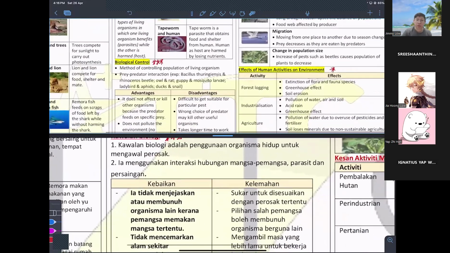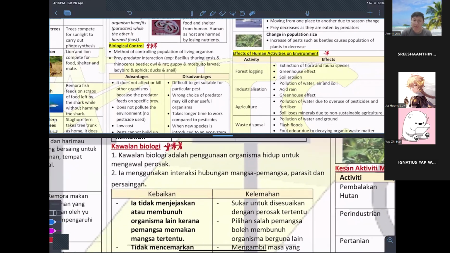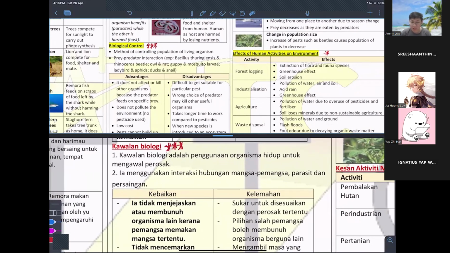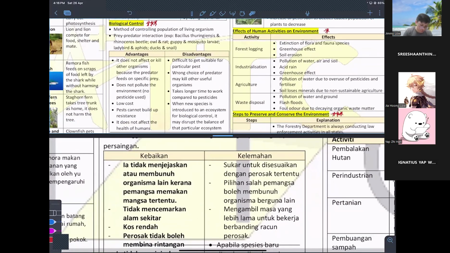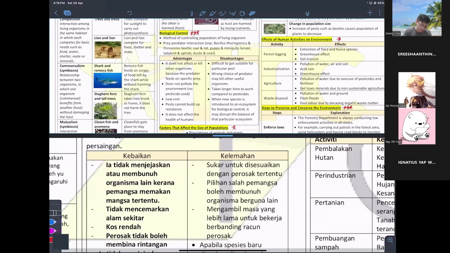Then talking about the biological control. When you go through the biological control, this one is important as well, which means why people do something to control the quantity or the population of pests. We don't use pesticides, we use biological control. Why? What are the pros and cons, what are the advantages and disadvantages? You have to go through. All of them are important.